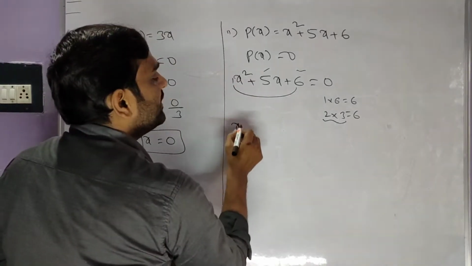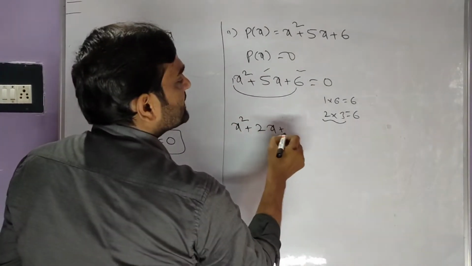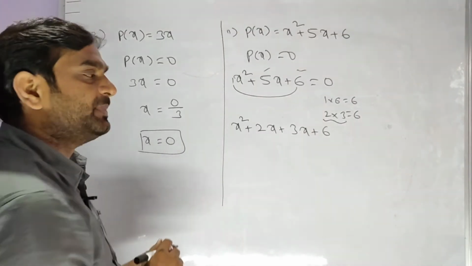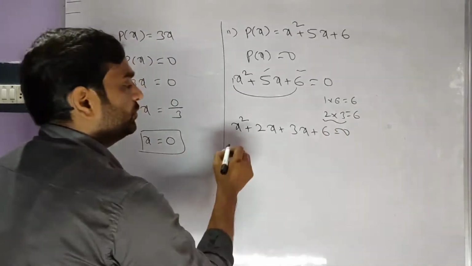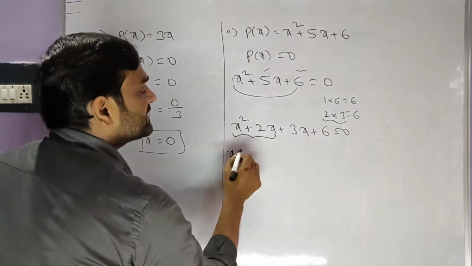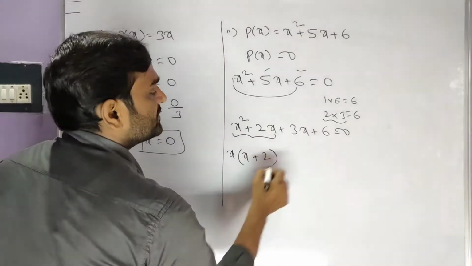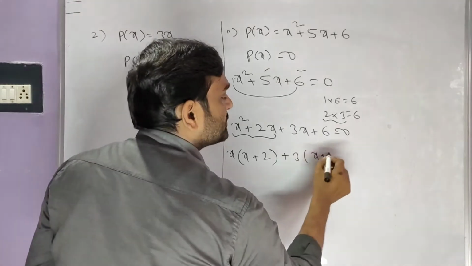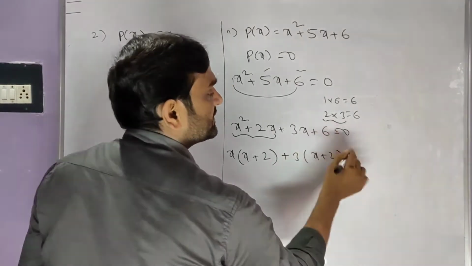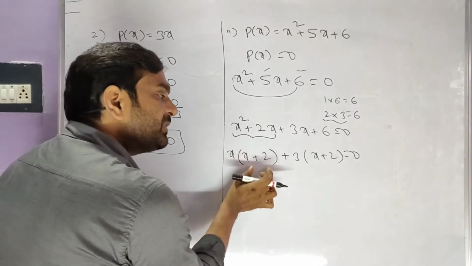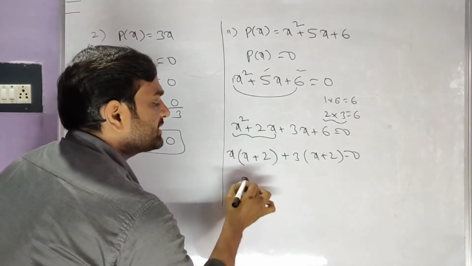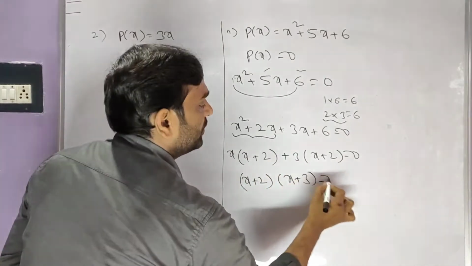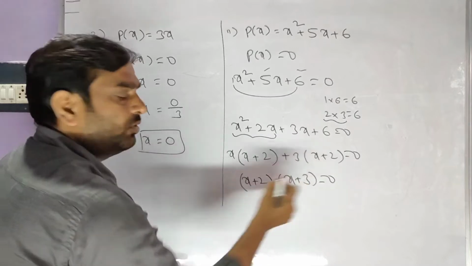So it can be written as x squared plus 2x plus 3x plus 6 equals 0. In the first two terms, we can take x common, the remaining is x plus 2. In the last two terms, we can take 3 common, giving 3 times x plus 2, because 3 into x is 3x and 3 into 2 is 6. Here we have x plus 2 and here also x plus 2. So take x plus 2 common, the remaining is x plus 3, equal to 0.